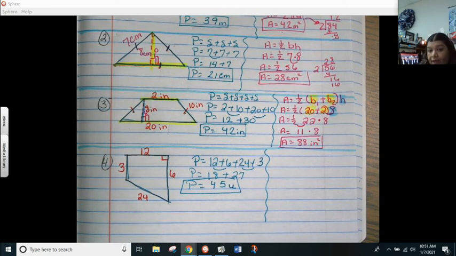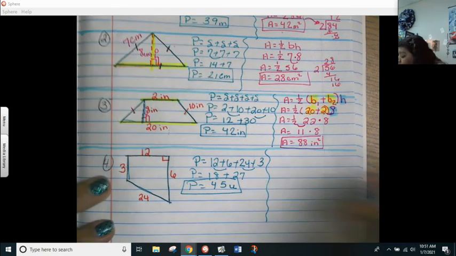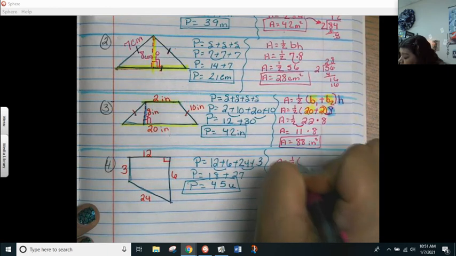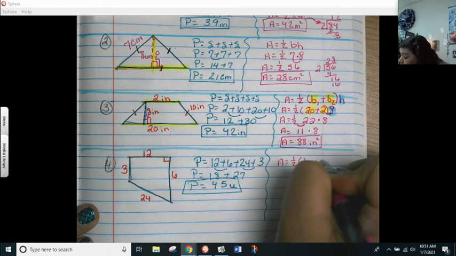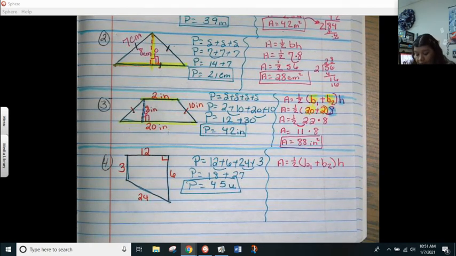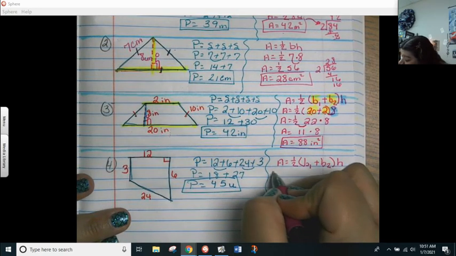You're just adding around. Let's talk about the area. Okay. So write the formula down. Area equals 1/2 (base 1 plus base 2) times the height. Okay. Now to plug them in. Okay. So I'm going to plug this in.